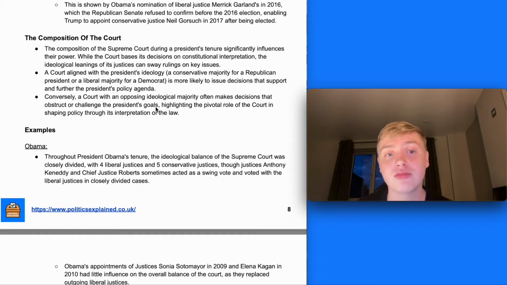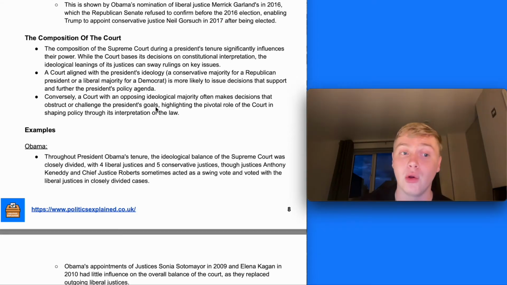So a court aligned with the president's ideology, so a conservative majority for a Republican president or a liberal majority for a Democrat, is more likely to issue decisions that support and further the president's policy agenda. Conversely, a court with an opposing ideological majority often makes decisions that obstruct or challenge the president's goals, highlighting the pivotal role of the court in shaping policy through its interpretation of the law.